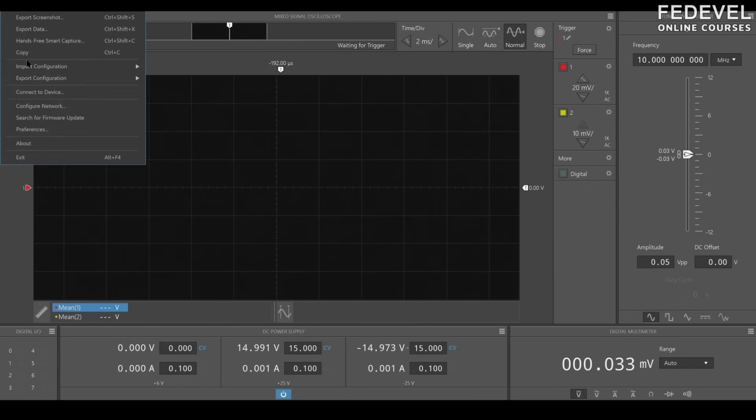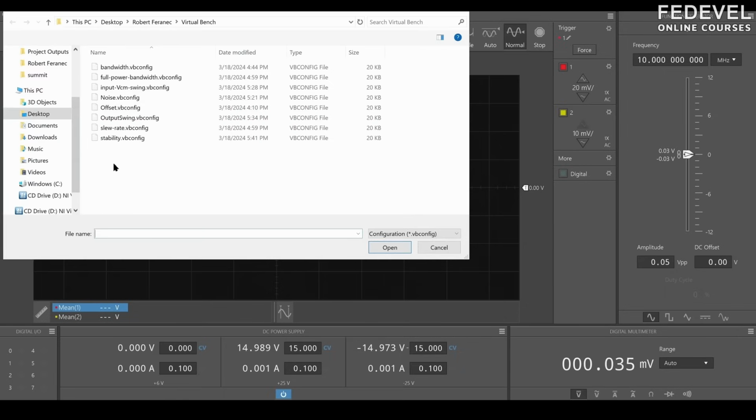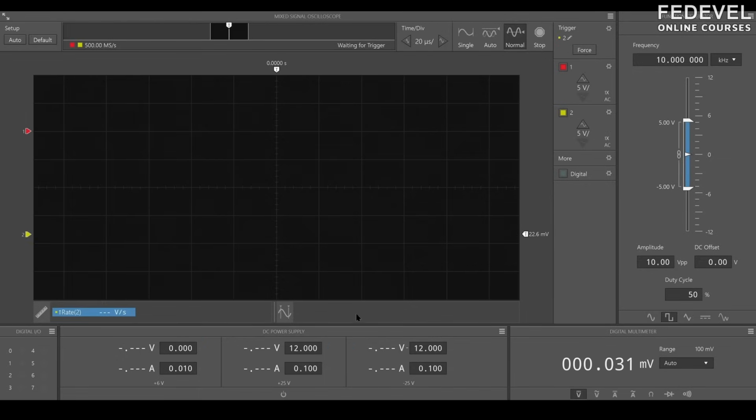So I'm going to go ahead and import the configuration, but it's very nice to see that simulation, datasheet, and measurement are similar. Yes, absolutely. Or at least we will see now again.